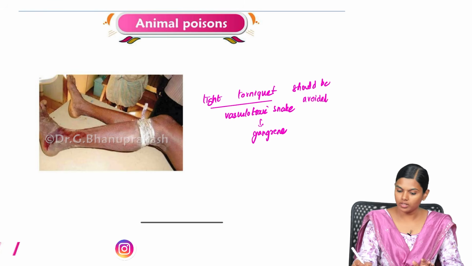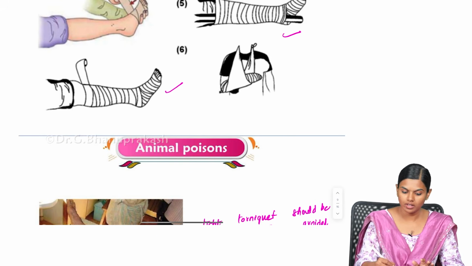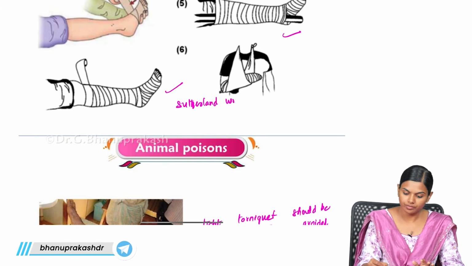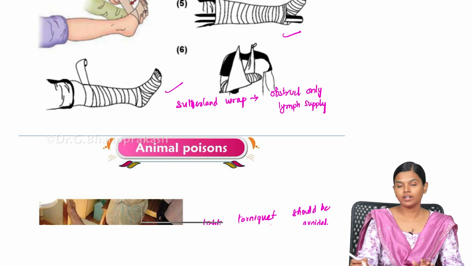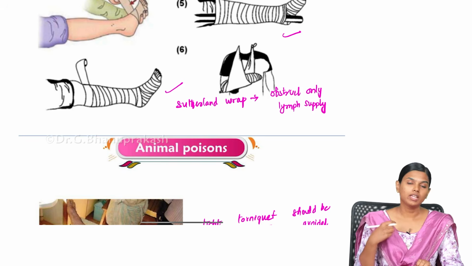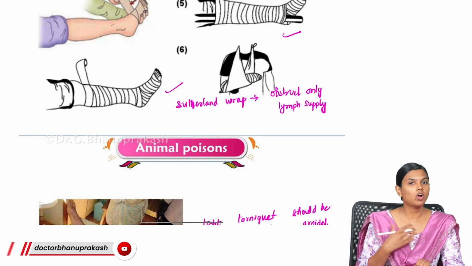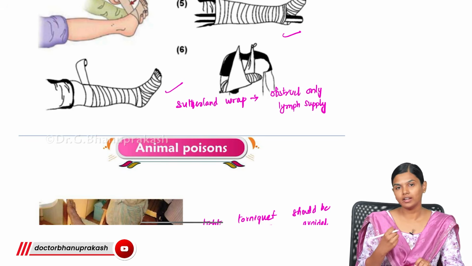What you can do is this. This is known as Sutherland wrap. This will not be tight. This will obstruct only the lymph supply. Only the lymph supply will be affected by the Sutherland wrap. So even if it is a vasculotoxic snake, you will not be seeing any local gangrenous changes.